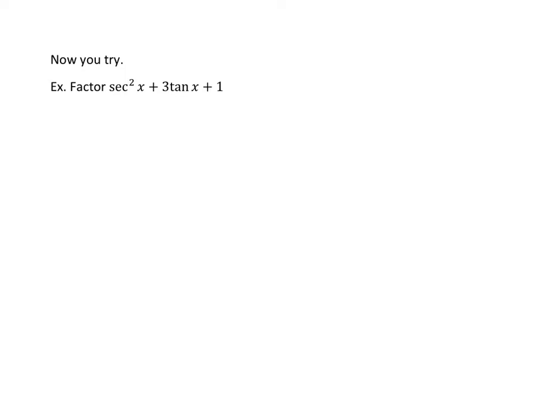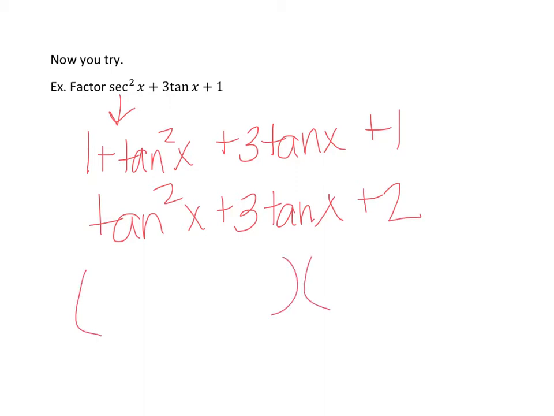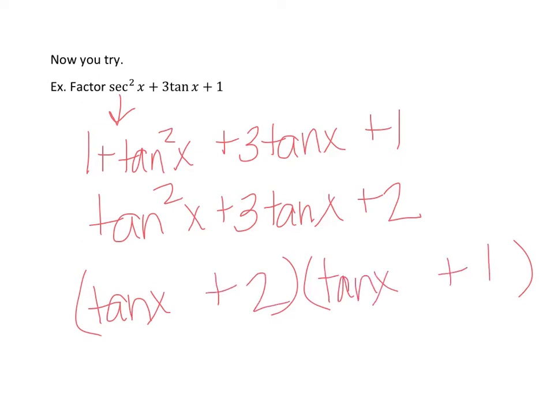Try this one on your own before you go on. Replace secant squared x straight from the identity sheet. That's 1 plus tangent squared x plus 3 tangent x plus 1. Rearrange: tangent squared x plus 3 tangent x plus 2. Break it into parentheses. This has to be tangent x and a positive 2 and a positive 1.